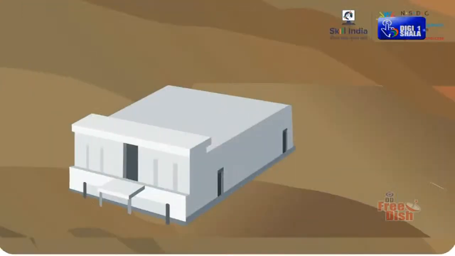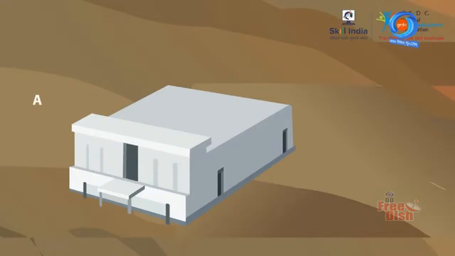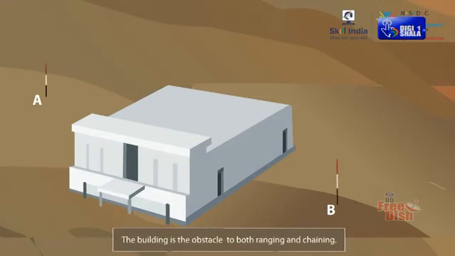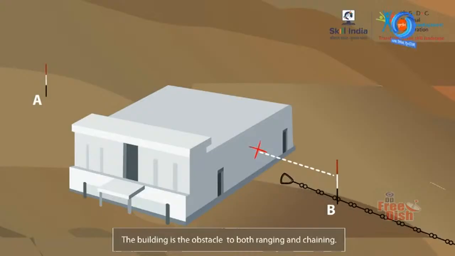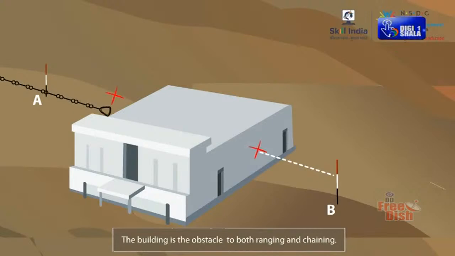So, now let's say you have to find out the distance between 2 points A and B with a building between those points. Here, the building is the obstacle to both ranging and chaining. Note that the building is an upright structure, so it is impossible to set intermediate survey stations or run a chain along its surface.